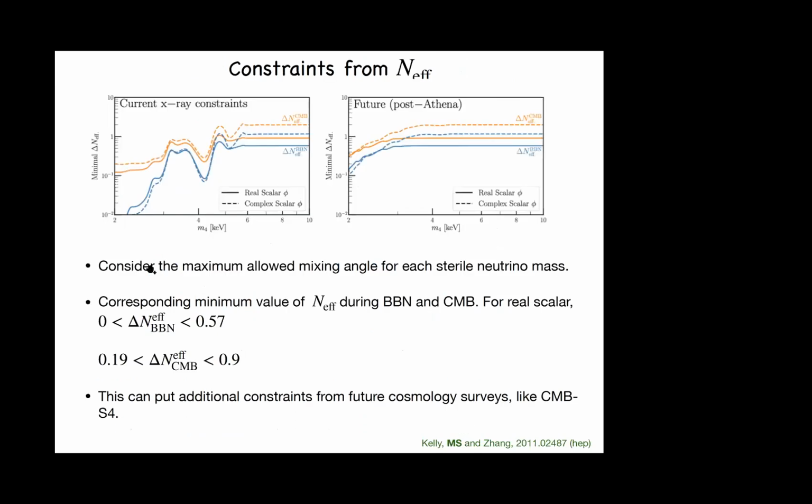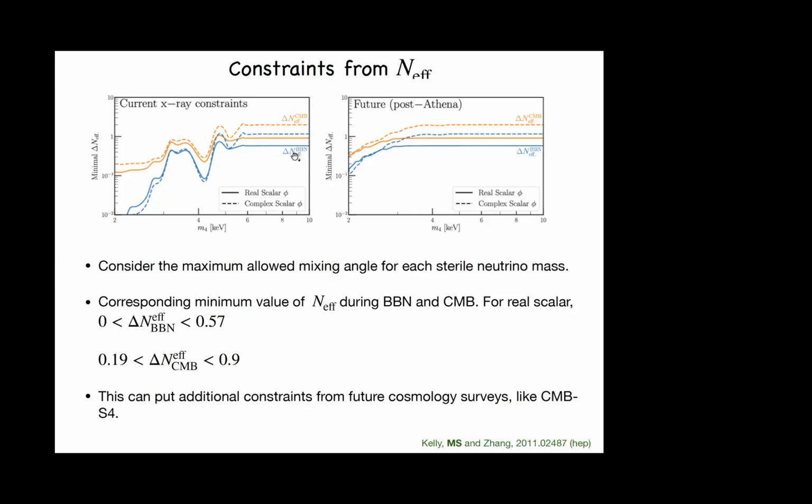And that tells you what is the minimum delta N effective for a given mass and the maximum mixing angle that needs to be probed to rule out these models. And this is what we find. So the shape is still very complicated and we're still trying to understand this shape, but the idea is the following. So let's look at the blue lines.